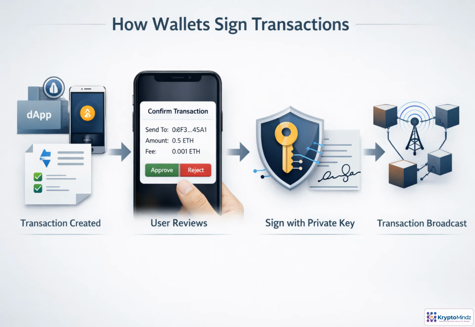When a dApp or wallet creates a transaction, it packages the key details: who receives funds, how much moves, and what fee will be paid. The wallet then pauses for user approval because signing is consent. If approved, the private key creates a cryptographic signature locally. The key never leaves the wallet. Only the signed transaction is sent to the blockchain network, where validators check it and include it in a block.